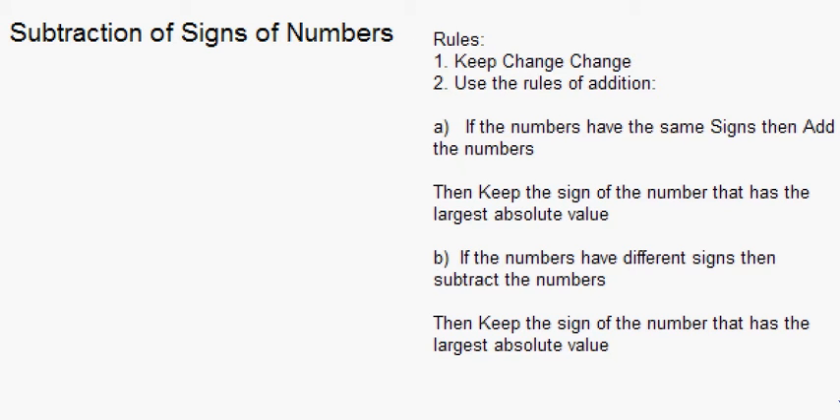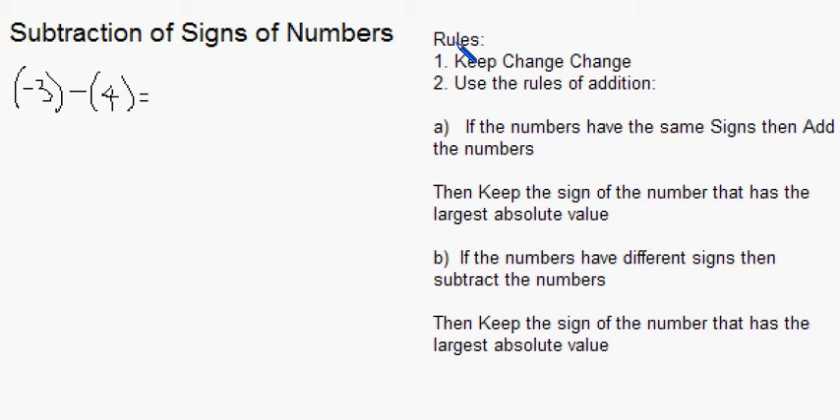Okay, so in this lesson we're going to learn how to subtract numbers that have signs, just like negatives and positives. So let's take a look at an example. We have -3, and we're subtracting a 4 from that -3. We want to know what the answer is going to be here at the end.